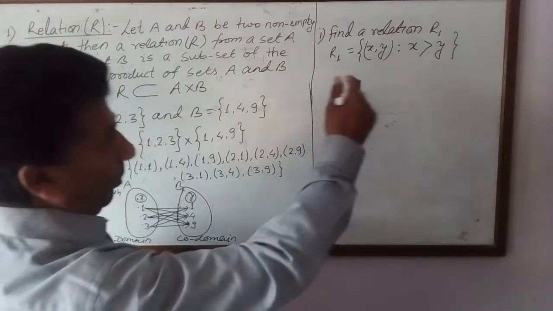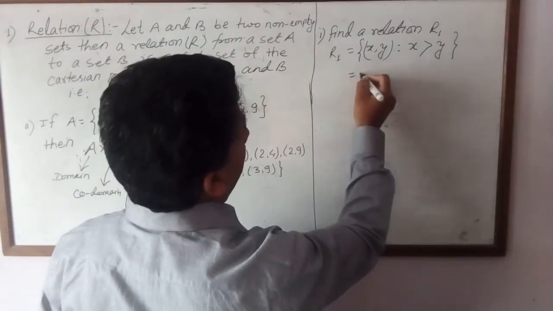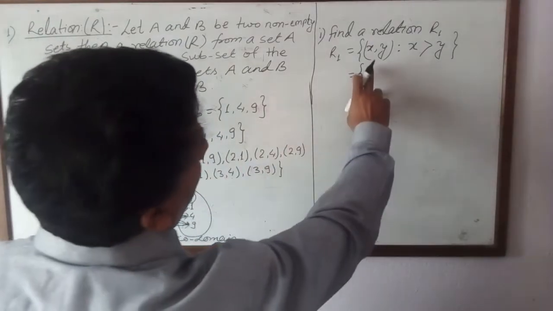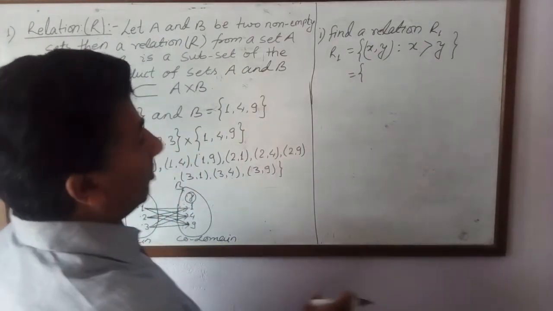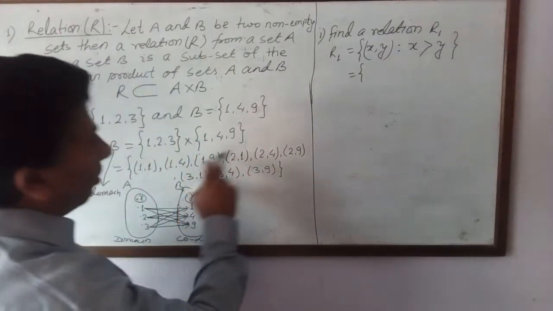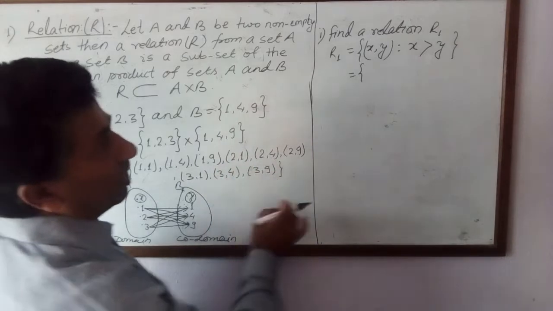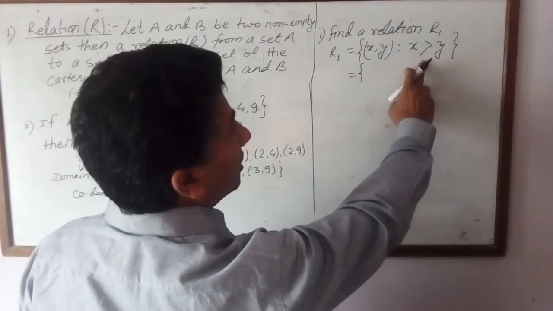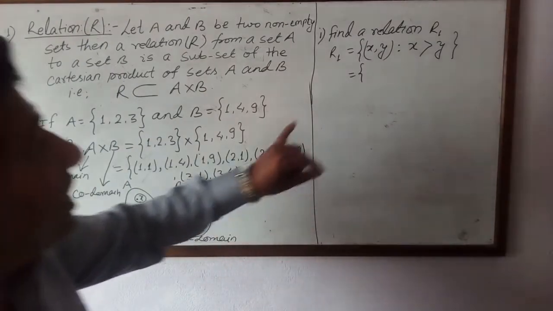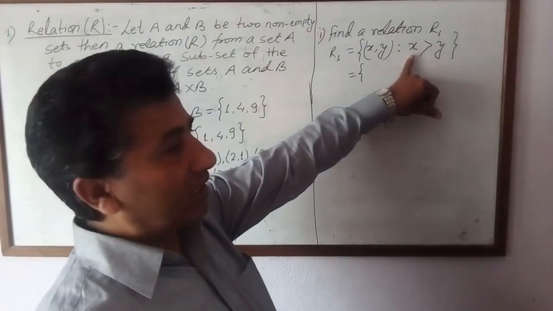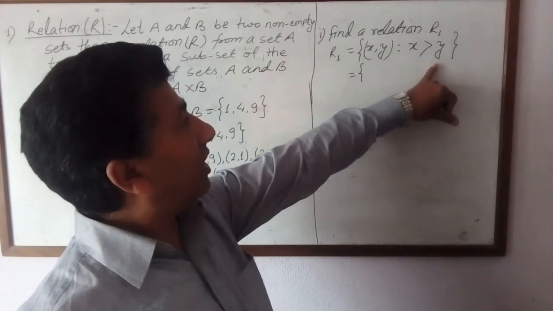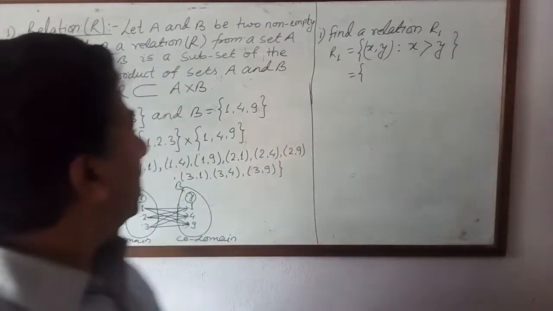Now in this relation we have to take the ordered pairs (X, Y). What type of ordered pair? We cannot take all these ordered pairs, because not all ordered pairs of A cross B satisfy this condition. We have to take only the ordered pairs whose X coordinate is greater than the Y coordinate. It means the first element should be greater.